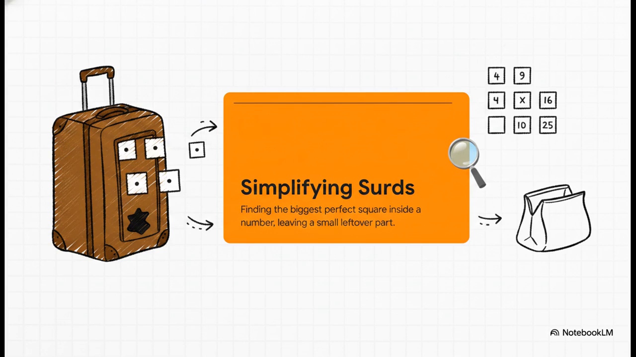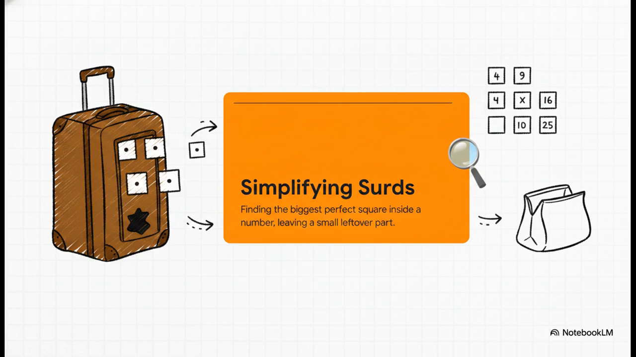I want you to fundamentally change your perspective and visualize it as simply unpacking a bag after a long trip. When you have a big number under a square root sign, think of it as a heavy, overstuffed suitcase. Our goal is to reach inside and find the biggest perfect square hidden in there. We take it out to lighten the load and leave only a small, manageable leftover part inside the bag.